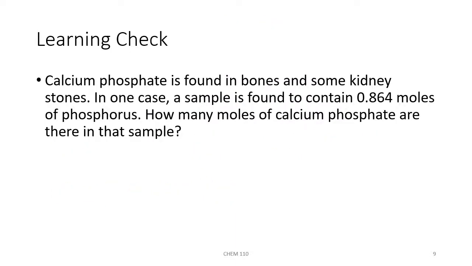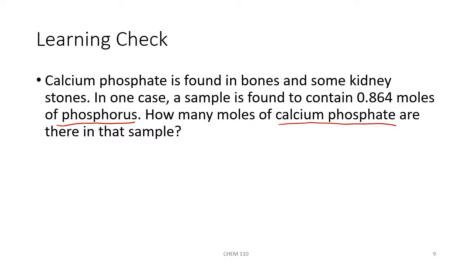Let's try an example using our new mole-to-mole relationships. Calcium phosphate is found in bones and some kidney stones. In one case, a sample is found to contain 0.864 moles of phosphorus. How many moles of calcium phosphate are there in that sample? So we know moles of our element phosphorus, and we want to work from our phosphorus back to moles of the overall compound calcium phosphate.